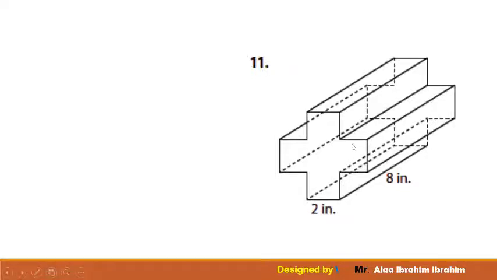If I find one, I have to multiply by 5. So the trick, I multiply by 5. If you multiply by 4, this is the trick, you make it wrong. So you have to multiply by 5. One inside and 4 outside. All of them are 5 cuboids.